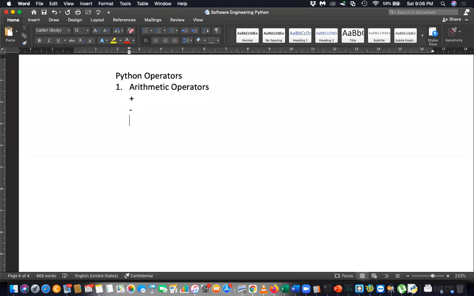Addition, subtraction, multiplication, exponent, division, floor division, and modulus are the basic arithmetic operations in Python. So let me explain. Addition. We'll add numbers and we'll add text too. Adding text is called concatenation.